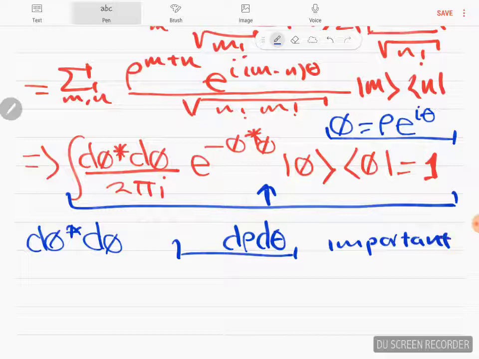I will not go through the details of this, but I can try to post a video about the Jacobian transformations, just in case you're not very well acquainted with this. But I will tell you this: if I perform a coordinate transformation, the relationship between the volume elements can be cast in terms of the Jacobian of the transformation.